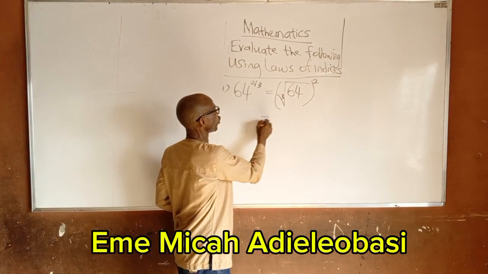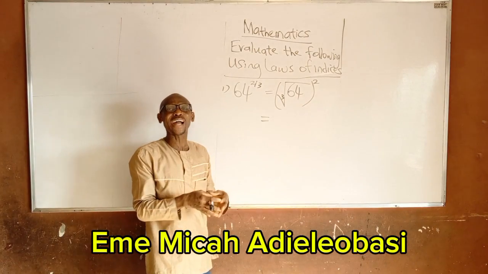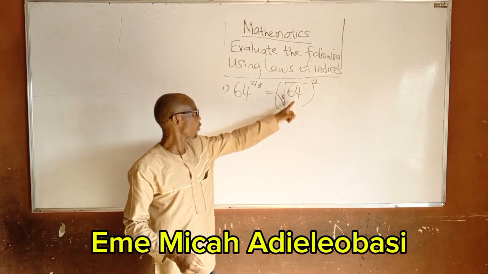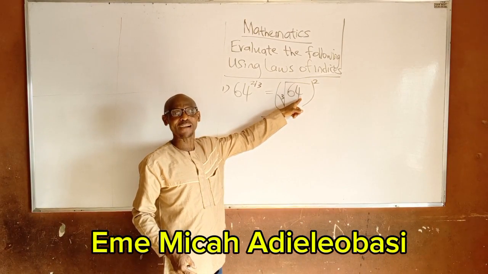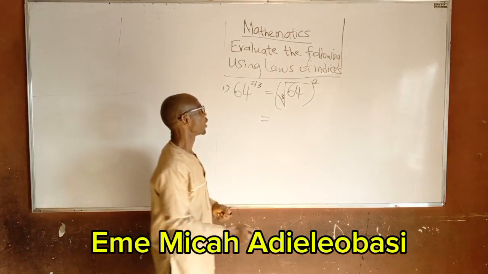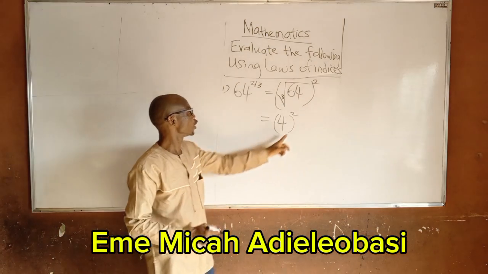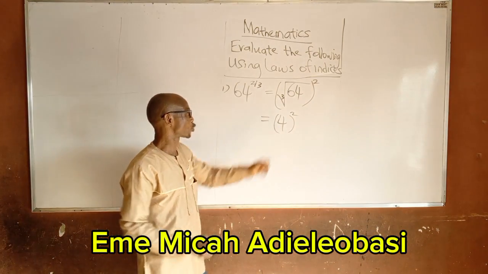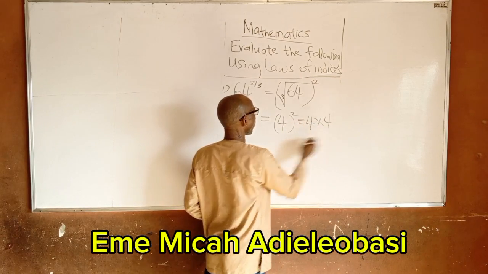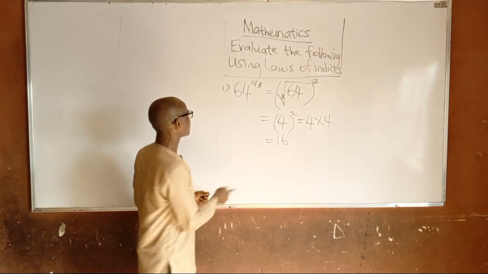Now what's the meaning of cube root? The cube root of 64 means a value that will multiply itself 3 times to give us 64. And what is that value? It is 4. So this is now 4 raised to the power of 2, which is equal to 4 times 4, which is equal to 16.